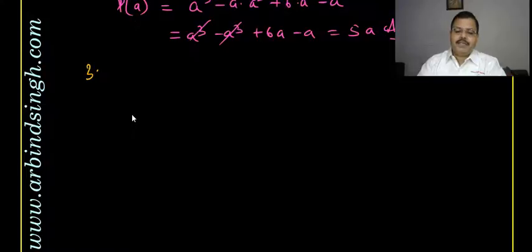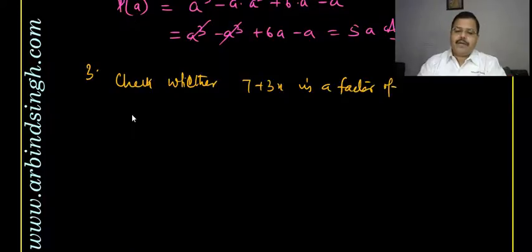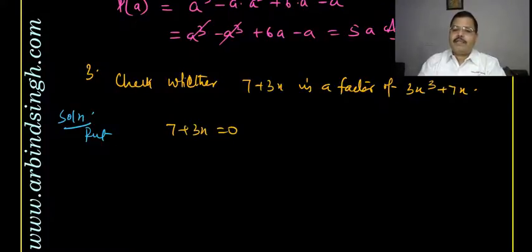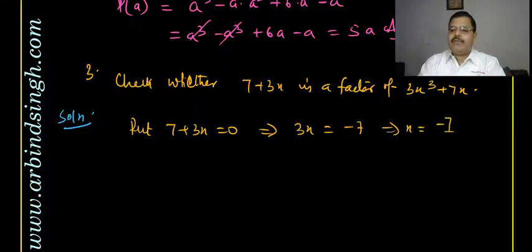Question number three. And the third question is: check whether 7 plus 3x is a factor of 3x cube plus 7x. To check whether they are factors or not, put 7 plus 3x is equal to 0. Now the solution: put 7 plus 3x is equal to 0, this implies 3x is equal to minus 7, and x is equal to minus 7 by 3. If I put x is equal to minus 7 by 3 in this polynomial, and if it becomes 0, then it is a factor, otherwise it is not a factor.